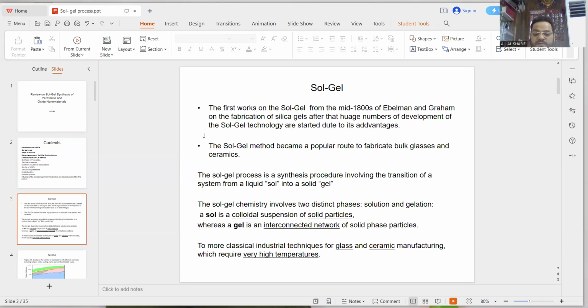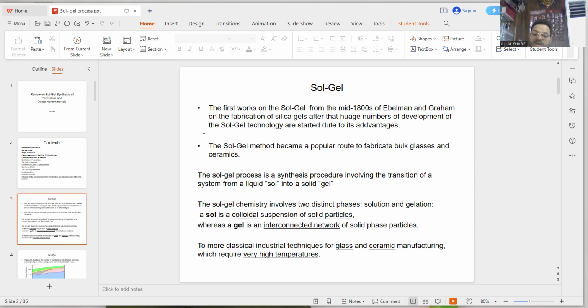Let's start by taking the historical idea about sol gel. The first works on sol gel were in the 1800s by two scientists, L. Bellman and Graham, on the fabrication of silica gels. After that, a huge number of developments of the sol gel technology started. Why? Because it has many advantages. We will talk about all of these deeply in the next slides.